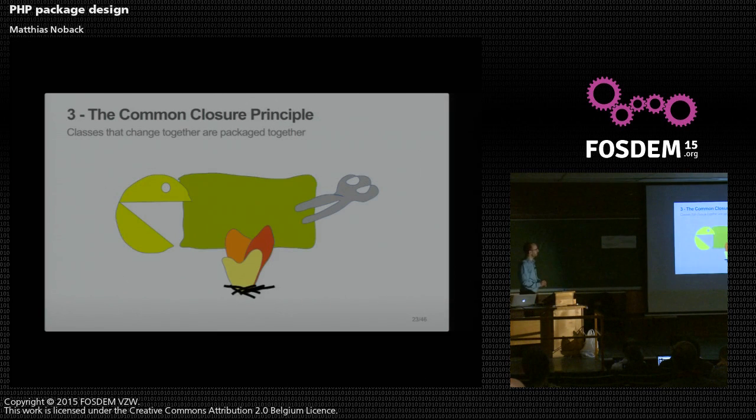Next, the common closure principle. As you know from your code, there may be lots of external influences, like Pac-Man or scissors, if you recognize that as scissors. Your code is influenced by many changes. So sometimes, for instance, you may use a PHP version and then you upgrade it, and that change in itself already forces you to change your own code, which is an external influence. Also, if your boss comes in and says, we have to change this, then yes, your code is going to change because this person asks you to do this particular thing.